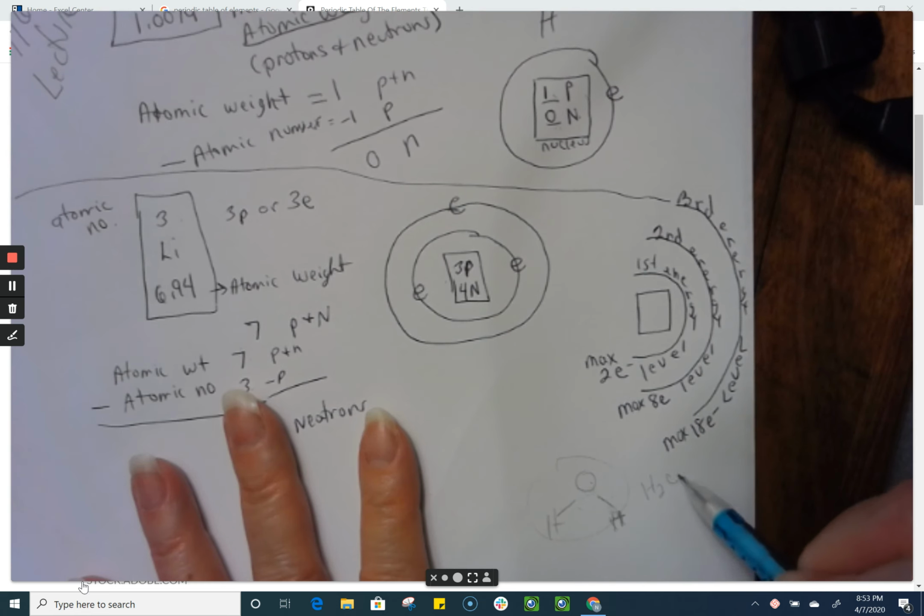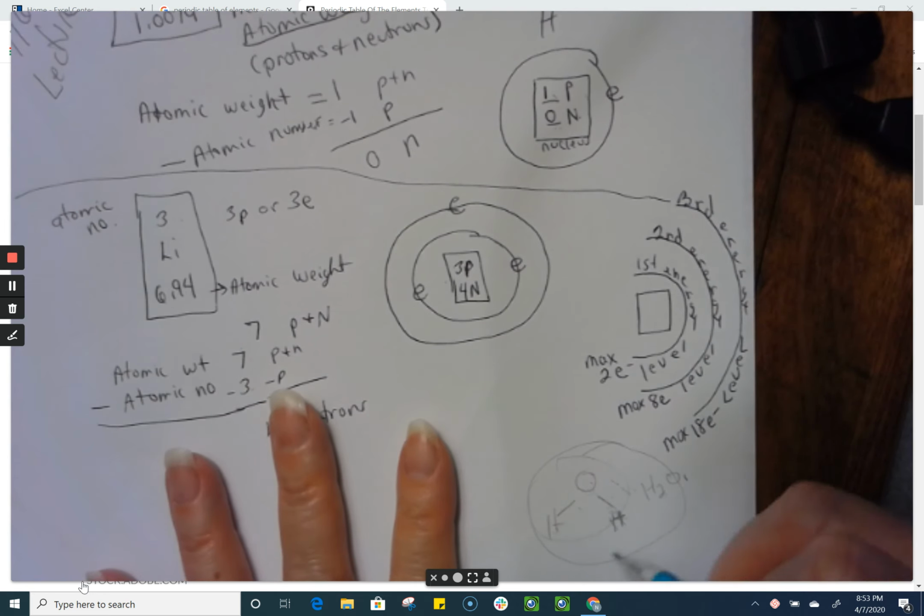Remember, I told you that the number following a symbol tells you how many atoms there are. H2O, 2 atoms of hydrogen, and if there's not a number here, it's understood to be 1 atom of oxygen. So what I'm going to show you is how we get to this point, how the electrons, for here, are going to be shared. This is a covalent bond. Covalent.